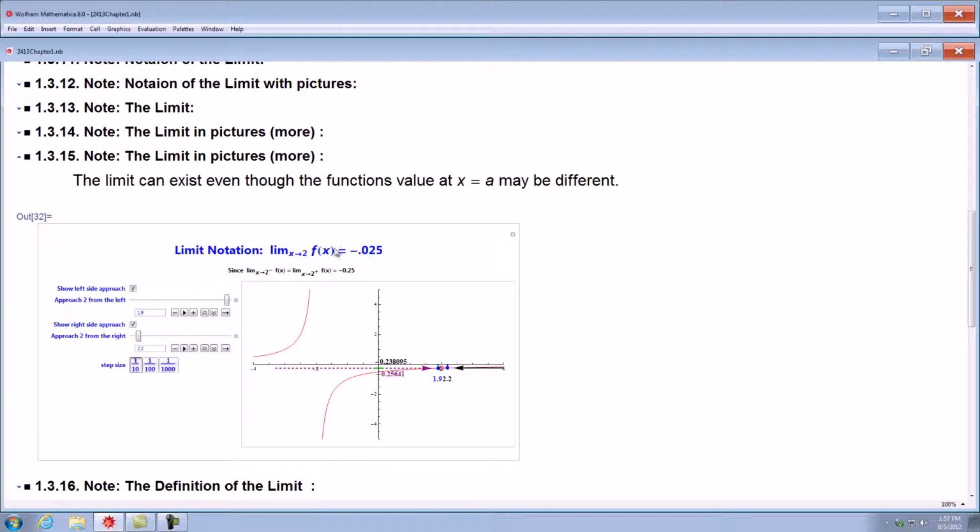The most critical thing I want you to remember, though, is that there's an answer to the limit here. It's negative 0.25. However, at 2, the function is undefined. That does not matter for us in terms of a limit. The limit can still have an answer even though the function doesn't even exist at 2. Very important concept there.